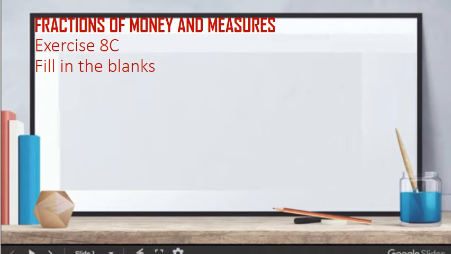Now children, let's do another sum. Here you will do the third C. So what is the question? The question is 4 by 5 of a rupee is equal to dash paisa. So you have to find out that 4 by 5 of a rupee is equal to how many paisa.